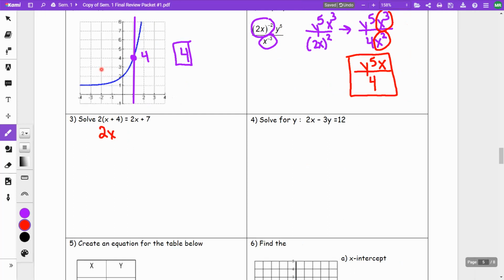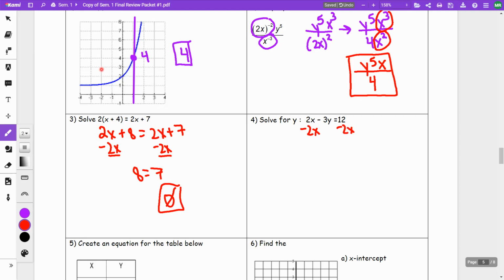This is going to give me 2x plus 8 is equal to 2x plus 7. I'm going to minus 2x from both sides, and I'm going to get 8 is equal to 7, so no solution. On number 4, I'm going to solve for y, so I'm going to minus 2x.